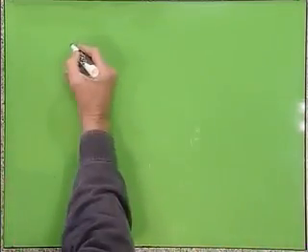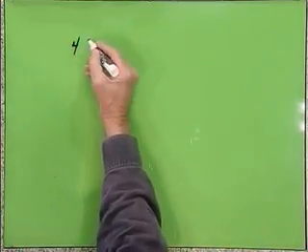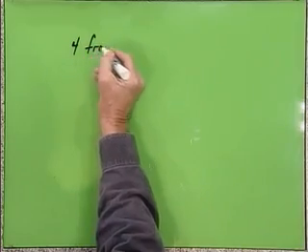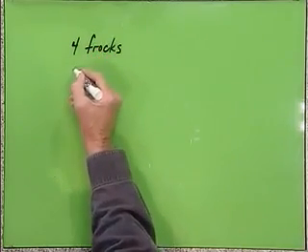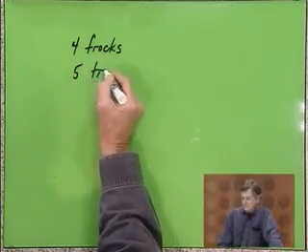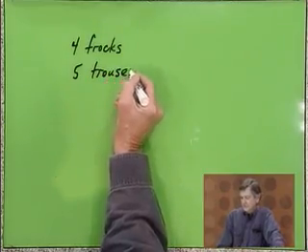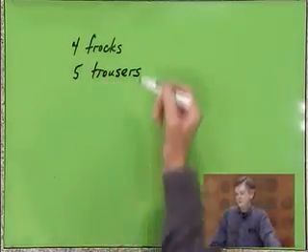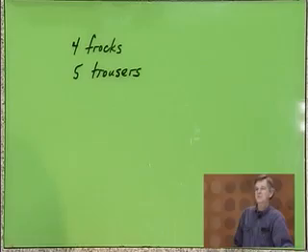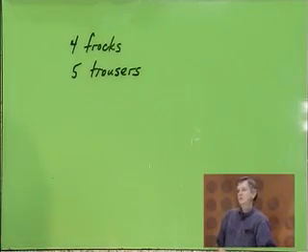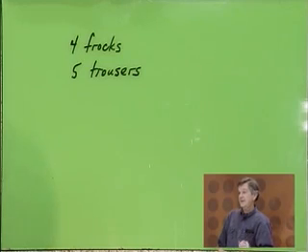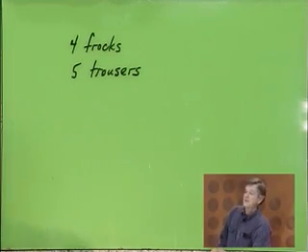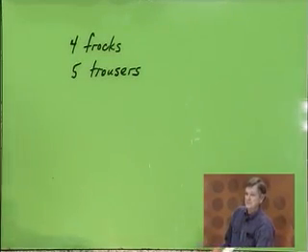So, let me get a different marker. We have 4 choices for frocks, and we had 5 choices for trousers. Now, does anybody want to guess in how many ways you could combine one frock and one pair of trousers? 20 ways. Okay, Jeff, it looks like you probably multiplied rather than added. And as a matter of fact, that's what the fundamental counting principle is all about.